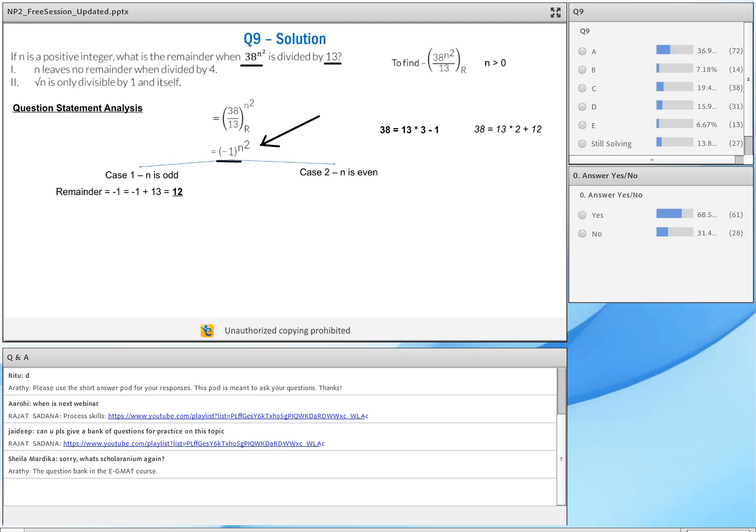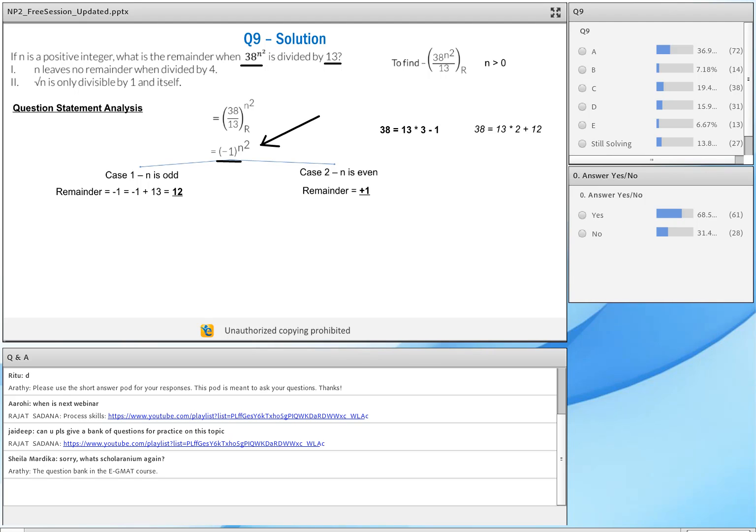And again, if n is odd, an odd square is odd. So the square of an odd number, which you'll really get if you go through our even-odd module: 3 squared is 9, 5 squared is 25. So if n is odd, then it's going to be a negative remainder, then you make it positive. If n is even, which is 2 squared, 4 squared, 6 squared, then the remainder is positive.